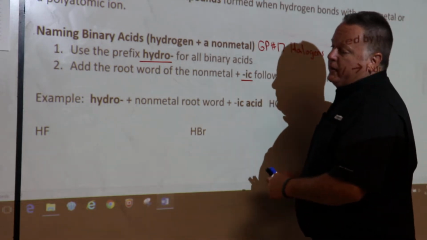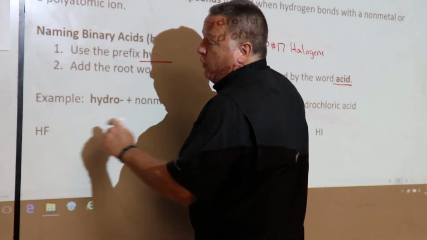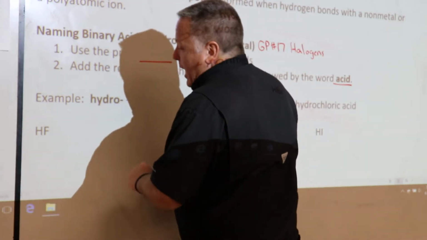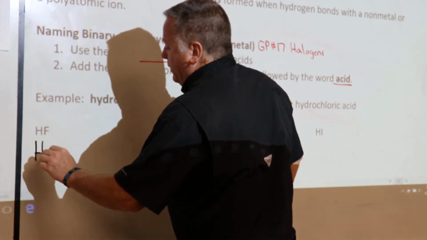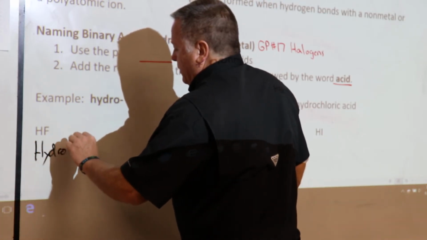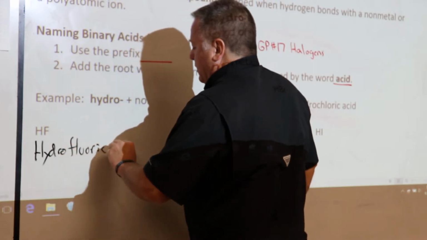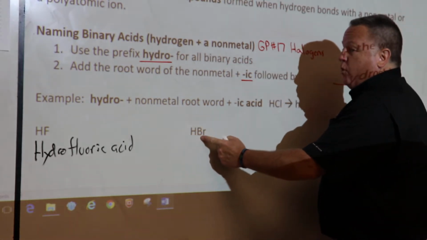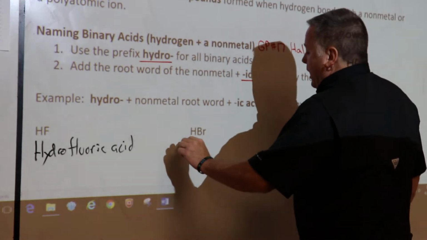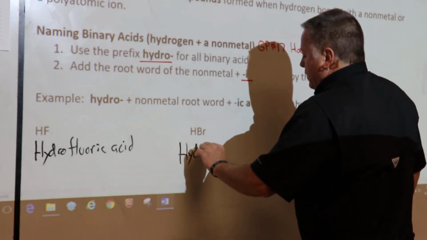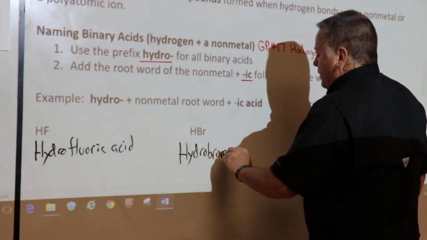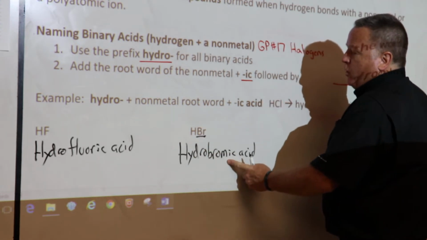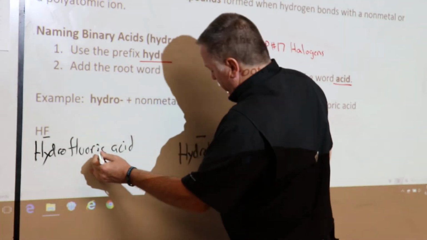So let's just do one for practice. The nonmetal here is fluorine. It's hydrogen and only fluorine, so this one is going to be called hydrofluoric acid, and the word acid. The next one is going to be hydrogen and bromine. So this one is going to be called hydrobromic acid. So bromine becomes bromic, fluorine becomes fluoric.